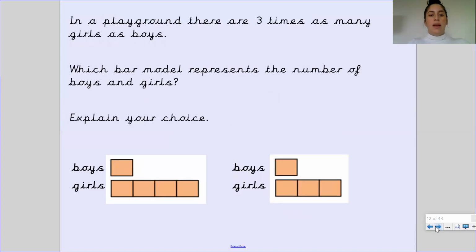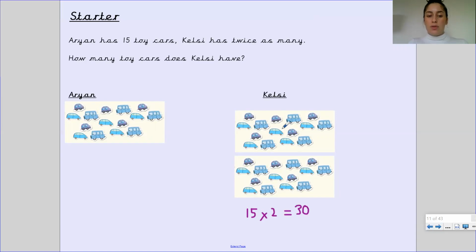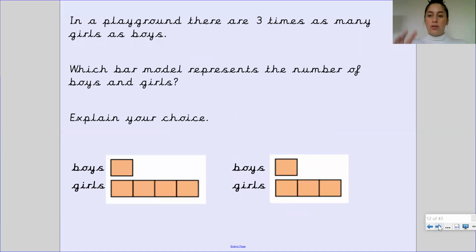Okay. In a playground, there are 3 times as many girls as boys. So here we explored the concept of twice as many. Now we have got 3 times as many girls as boys. Which bar model represents the number of boys and girls? Explain your choice. So you can just think about this answer by looking at the screen, pause the video, and choose which one represents this question. There are 3 times as many girls as boys.